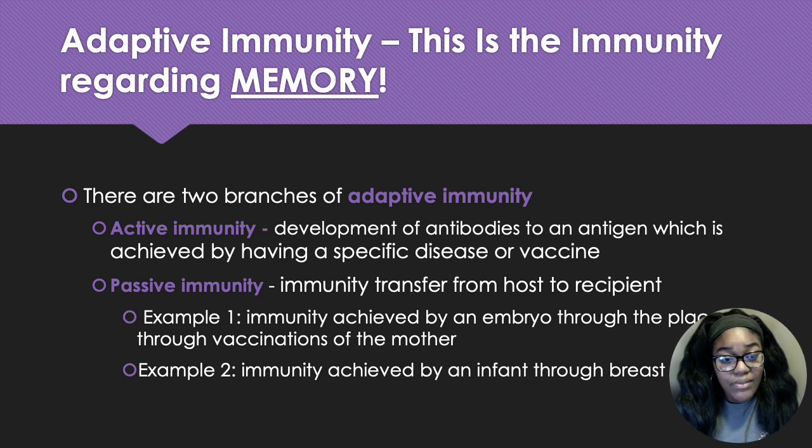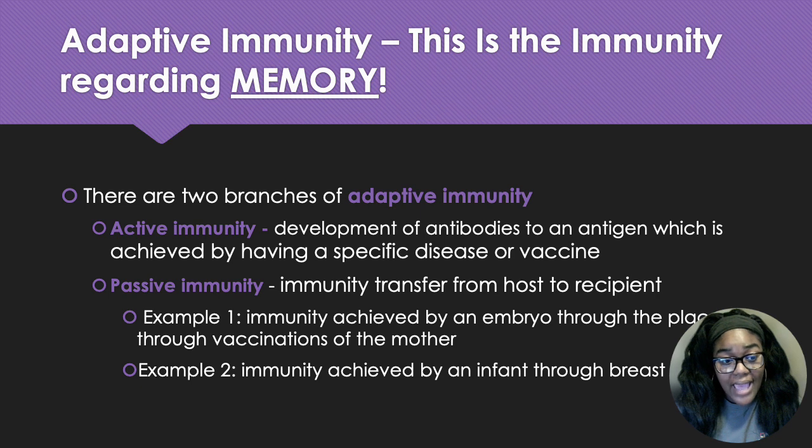A good example of that is having a flu vaccine. So once you are injected with that flu vaccine for that year, if you are exposed to that same flu virus, the body normally recognizes it and it mounts a more specific response depending on the flu vaccine that you have received.